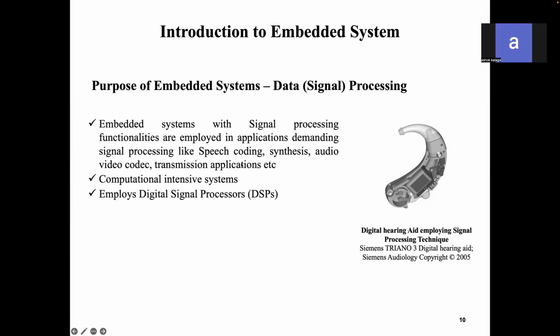These are the examples for processing the data and employ digital signal processors. So there is a separate processor which is going to process the data or signal. That is nothing but the digital signal processor. That means the embedded systems are using the digital signal processor for data processing.